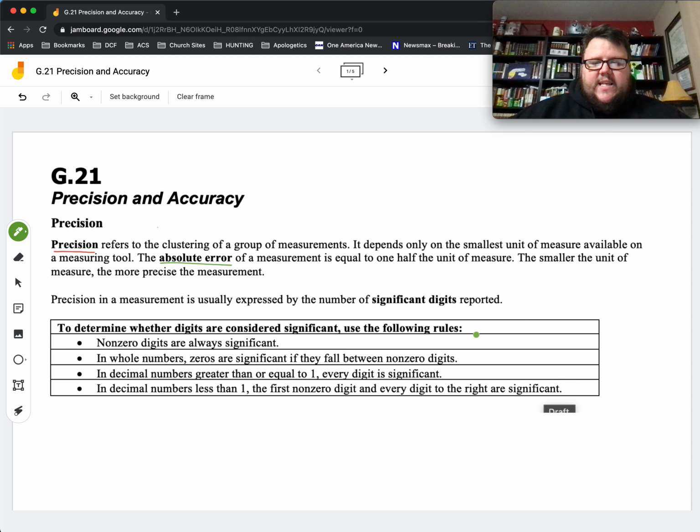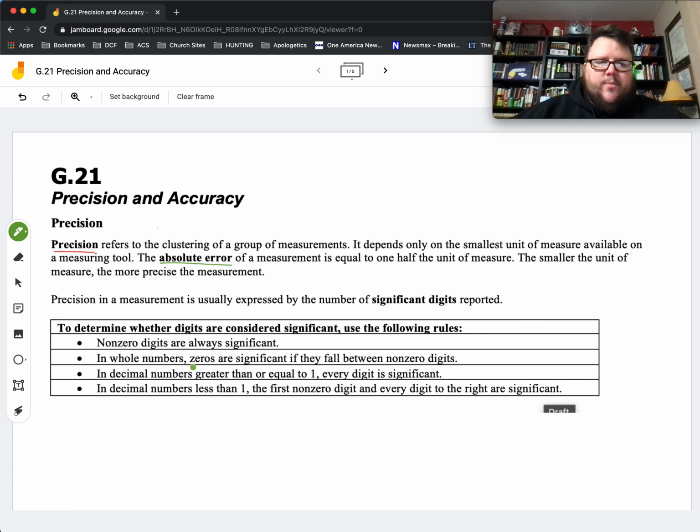So we're going to read this together, and then we're going to do the assignment together. I'm going to show you guys what we're doing. You'll see it a little bit more clear. To determine whether digits are considered significant digits, use the following rules. So these are the rules. Non-zero digits are always significant.